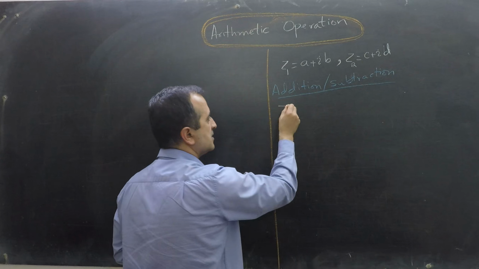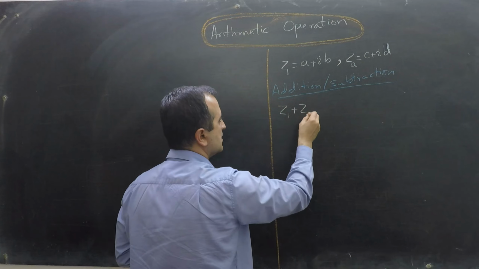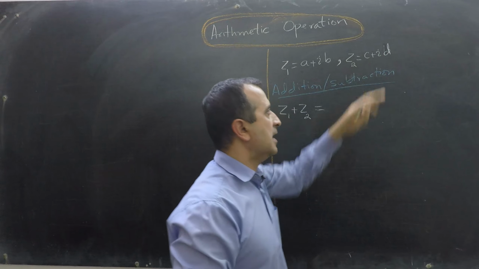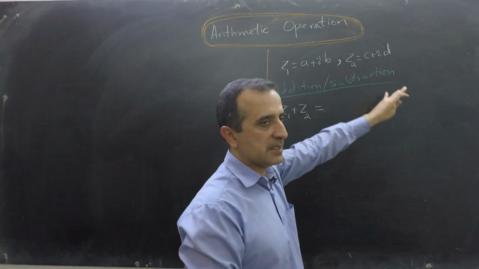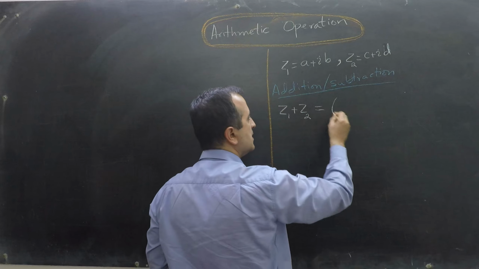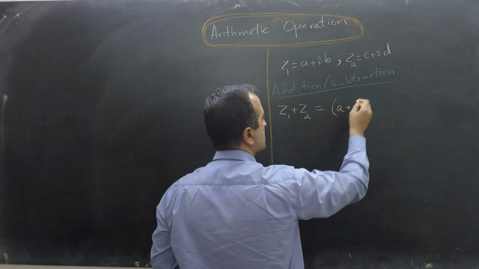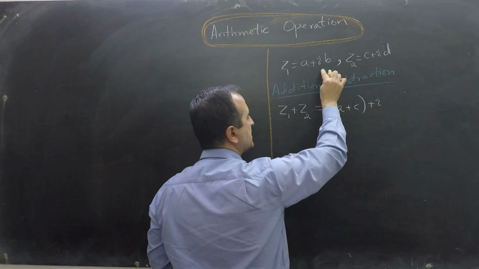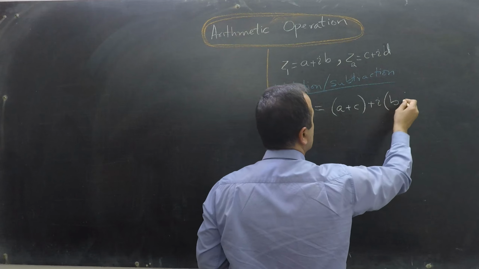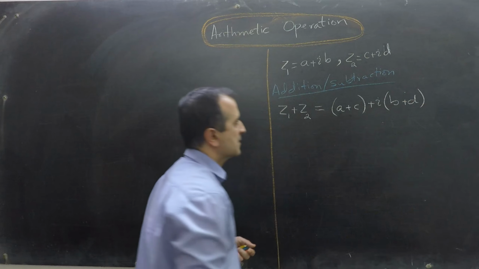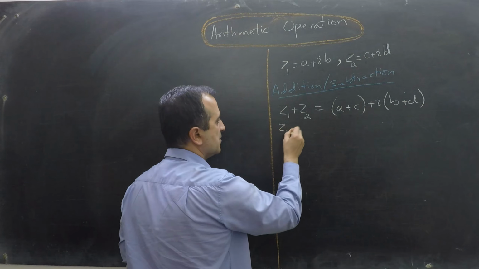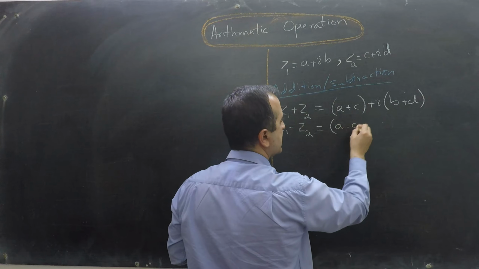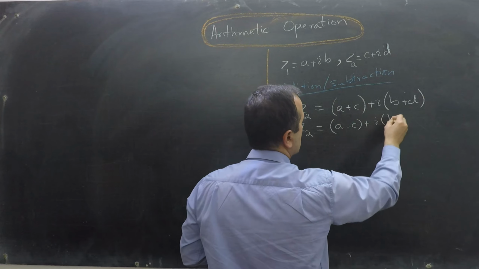So if I add z1 and z2, then I will be adding both of the real terms, and also I will be adding both of the imaginary terms. So my result will be a plus c, both of the real terms addition, plus iota, both of the imaginary terms addition, b plus d. Similarly, in the case of subtraction, my result will be the same but with different sign. My result will be a minus c plus iota b minus d.